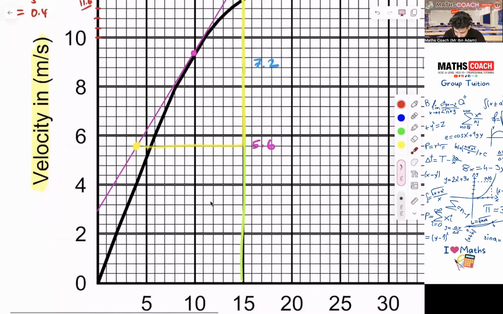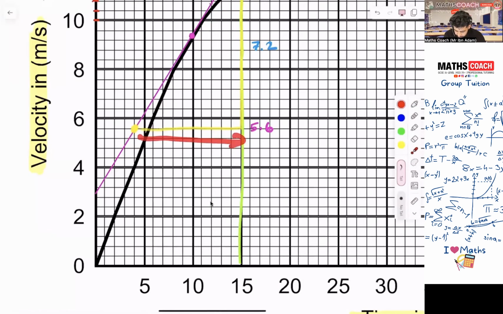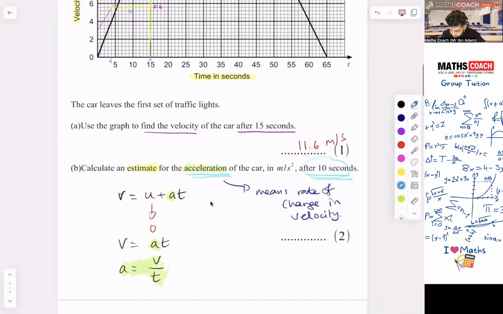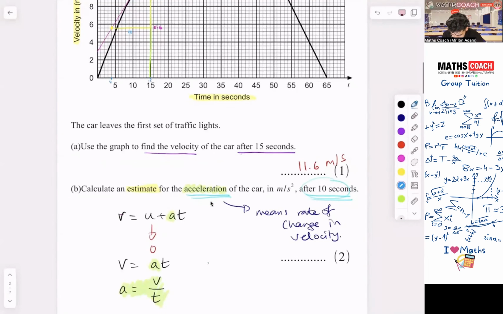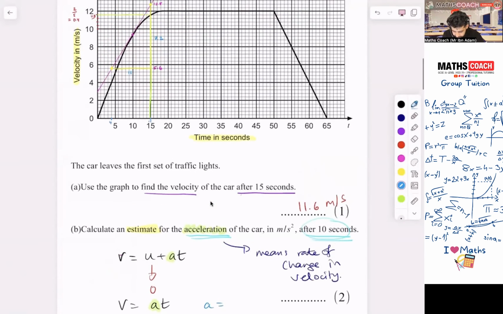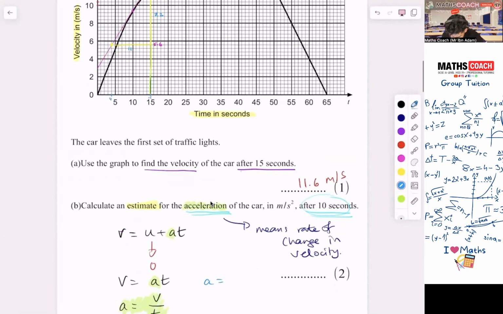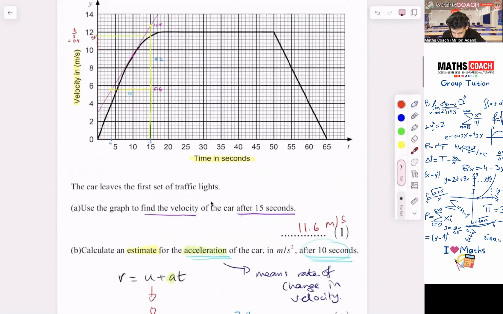Can you guys work this one out for me now? What that is? So that is what? What's that? 4. And what's the other side? 15. What's the distance there? 11. Okay, so if you go out now and we want acceleration, the velocity is 7.2. The distance here, that's all.